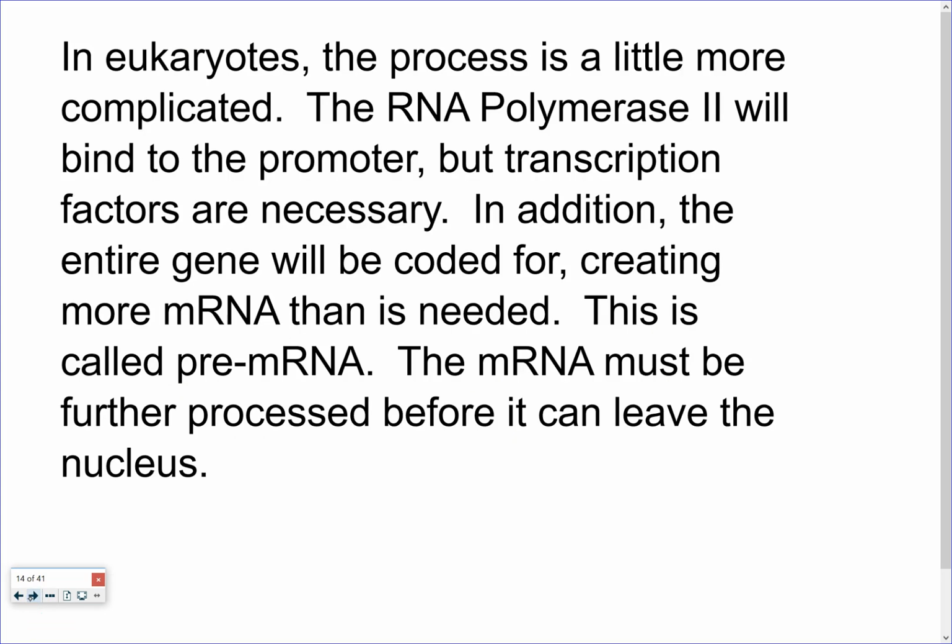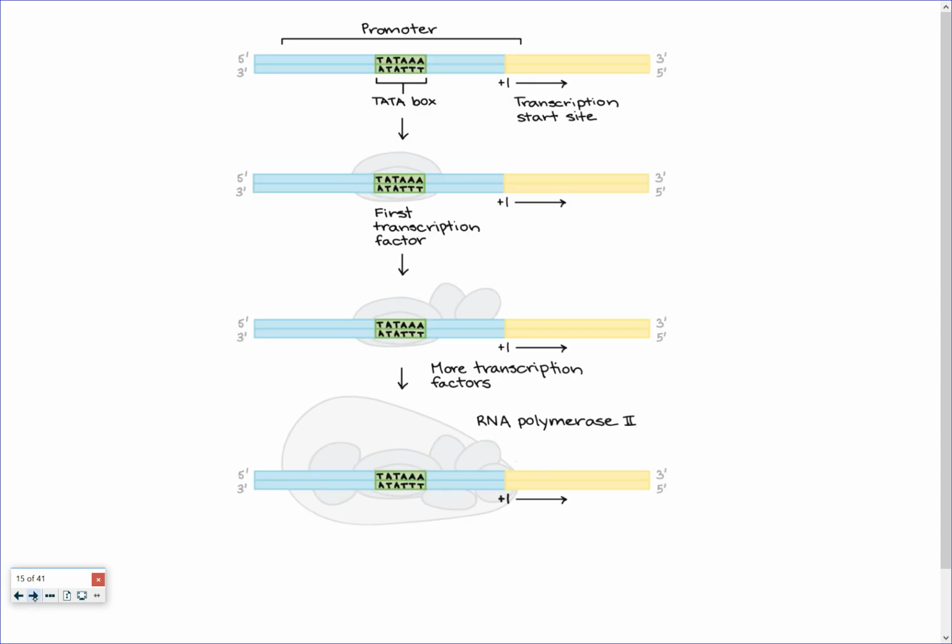In eukaryotes, however, the process is a little bit different and more complicated. You will still have a promoter region, but in this case, you're going to need some transcription factors. And you can see here these transcription factors are near the promoter region, and once there are enough transcription factors, the RNA polymerase II can begin to transcribe the mRNA strand.